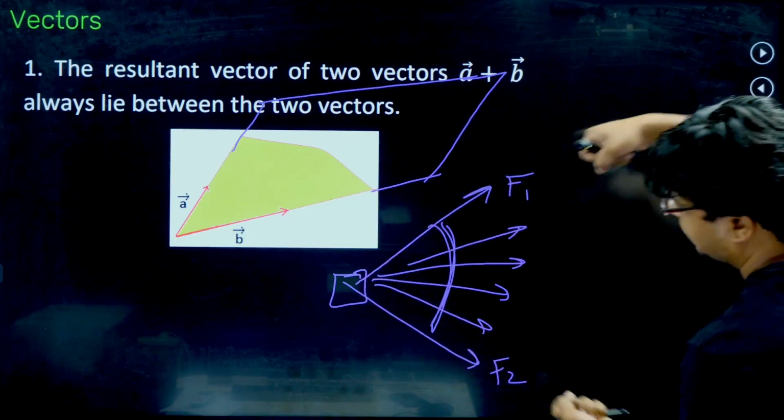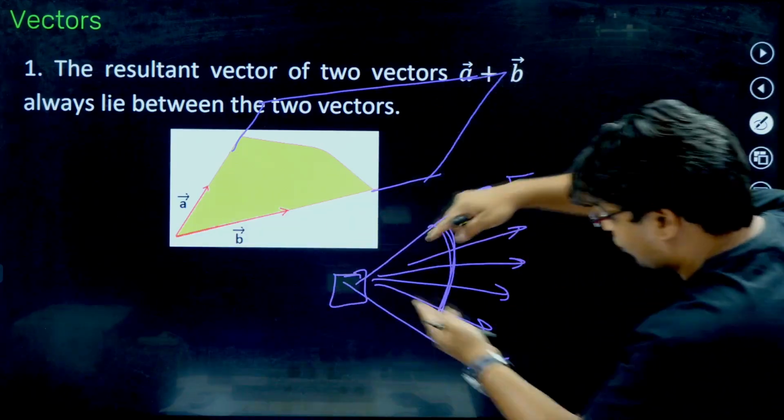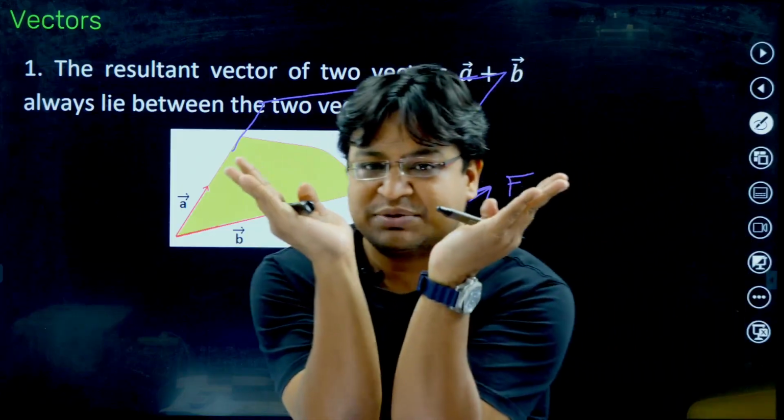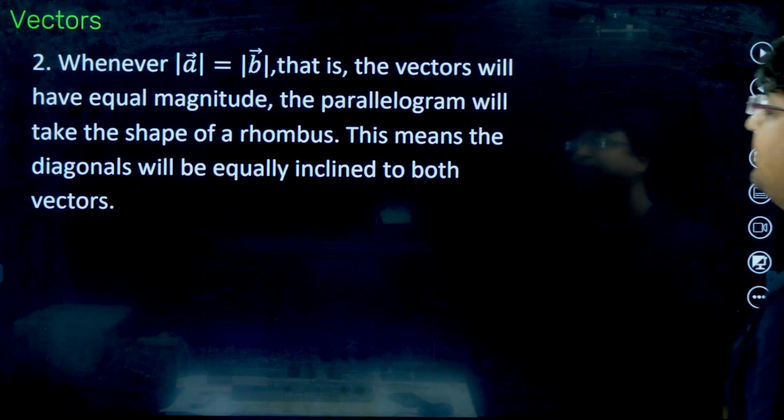If two persons are pulling like this, it cannot go like this or in that direction. It will go somewhere between the two arrows. So that is what we are trying to say: if there are two vectors which are getting added up, the resultant will lie between them. Okay, so that is one.